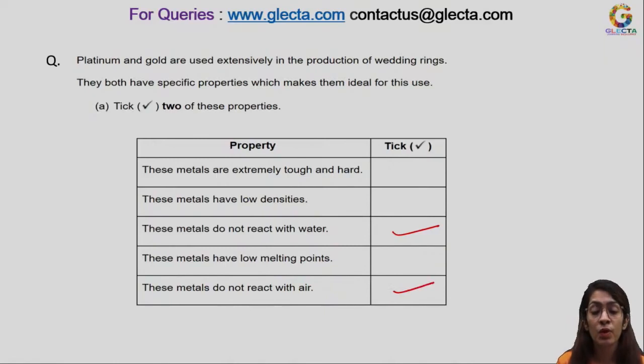So the properties of gold and platinum, that is they do not react with water and air, make them helpful in the production of wedding rings. So that is why these two options are correct for platinum and gold, that is they do not react with air and they do not react with water, and that is why they could be used extensively in the production of wedding rings.